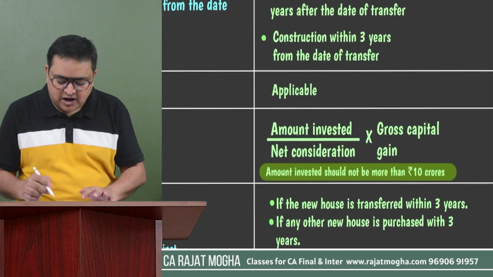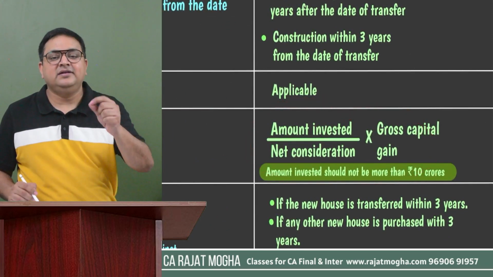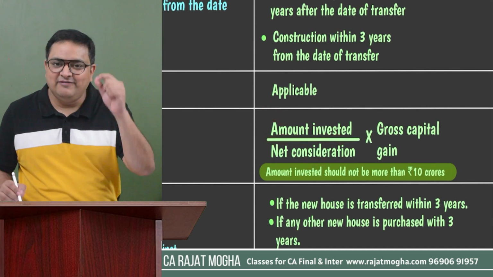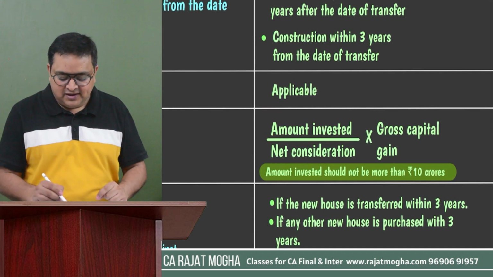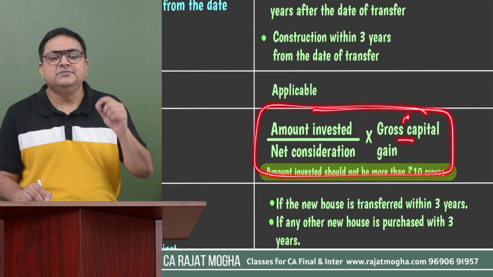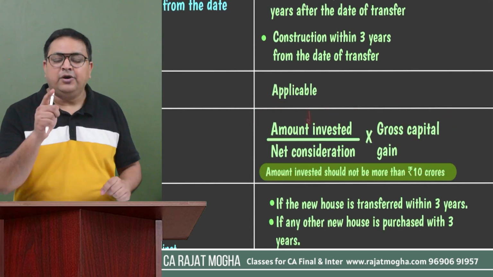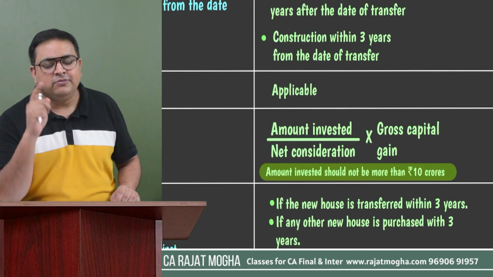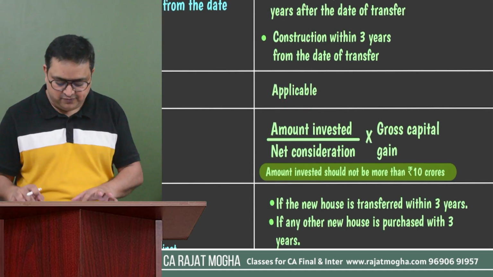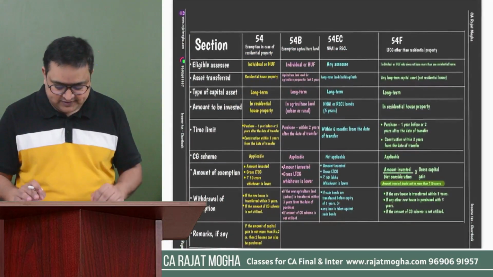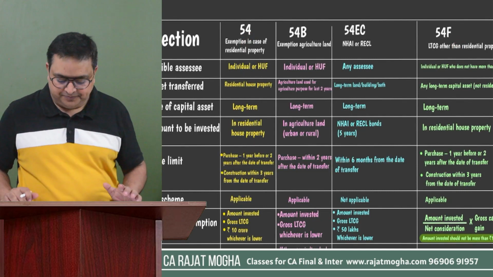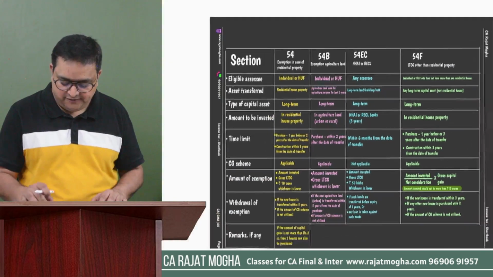Now the important point is that how much exemption would be available. Here the exemption is formula based. So whatever is the amount invested divided by net consideration, where net consideration is full value of consideration minus expenses on transfer, into gross capital gain. Now the important point is that amount invested, if it is more than 10 crore, please restrict this up to 10 crore. So in numerator, it should not be more than 10 crore rupees, right? So this is an important section, 54F. So 54 and 54F is something which I can expect in examination for May 2024.